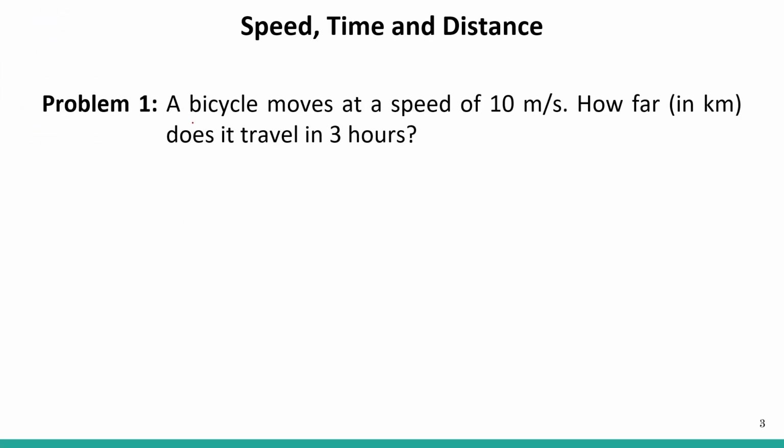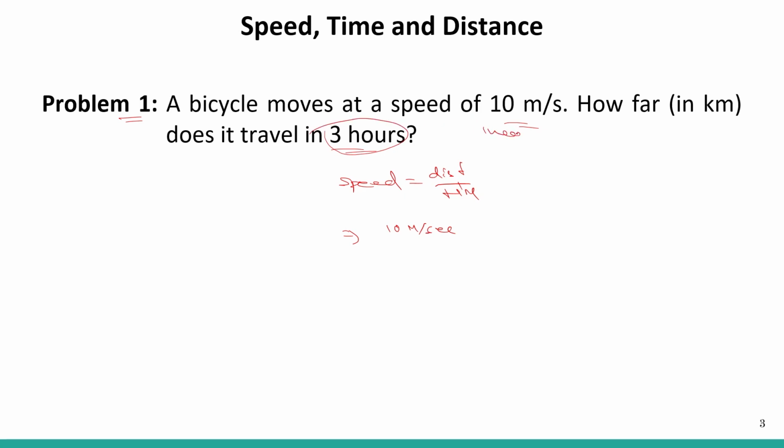Let's start with problem number 1. A bicycle moves at a speed of 10 meters per second. How far does it travel in 3 hours? If it has 3 hours, how much distance will it cover? We know that speed is equal to distance by time, right? So speed is 10 meters per second. Here you can see that the time is given in hours.